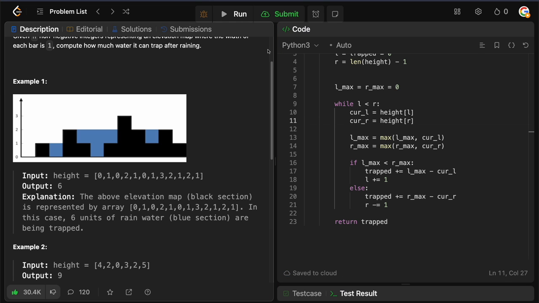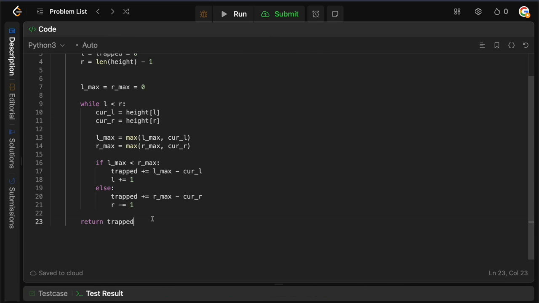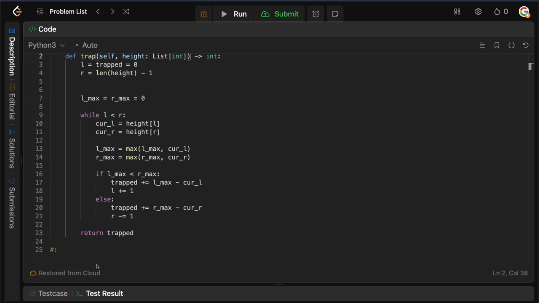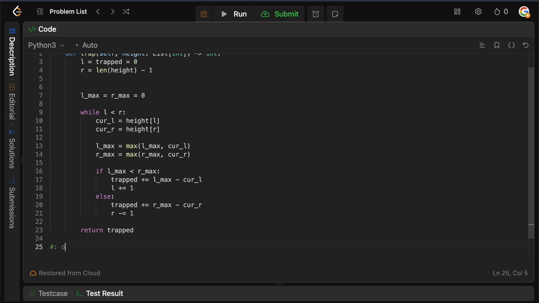What is the time and space complexity of our algorithm? So as you can see, all we do is actually iterate through our height 1 time. We just go from left to right, and we will visit every index at most once. So that means that our solution here is big O of n, where n is the length of heights.